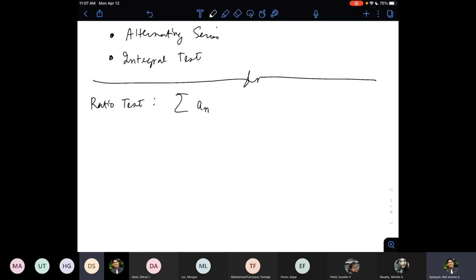Sorry, I think I'm familiar with the a sub n plus 1 over a sub n. Without the absolute value bars? Yes, correct. Okay, yeah, that's fine.